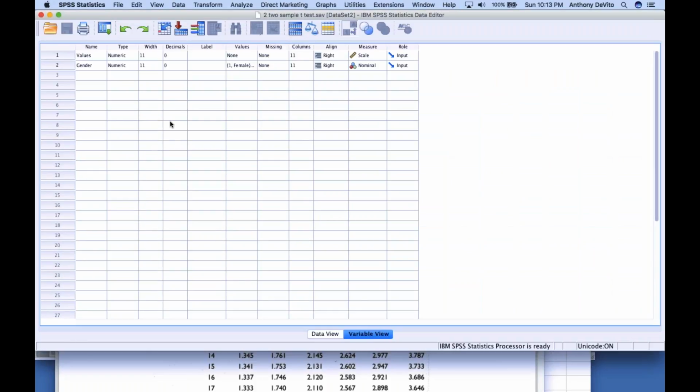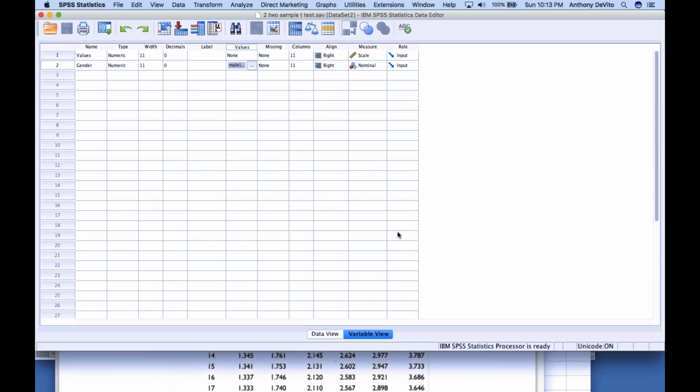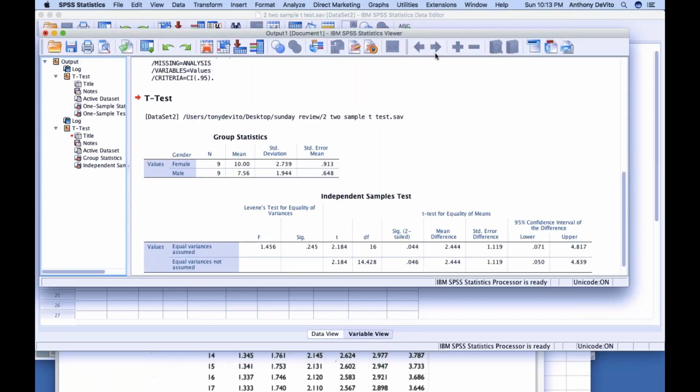And I'm going to go to my variable view. And if you look under gender, the values that represent gender, 1 is female, 2 is male. You have to tell SPSS what the representation is for those 2 things. Okay, so a little bit of a complication, but not too much of one. Okay, so I'm going to go back to our output.